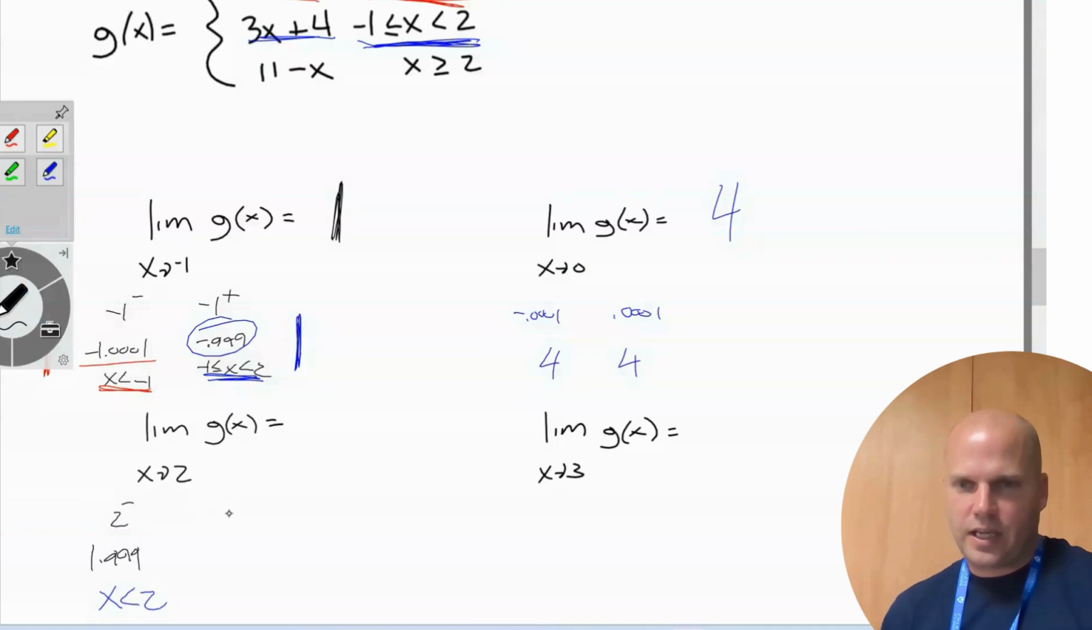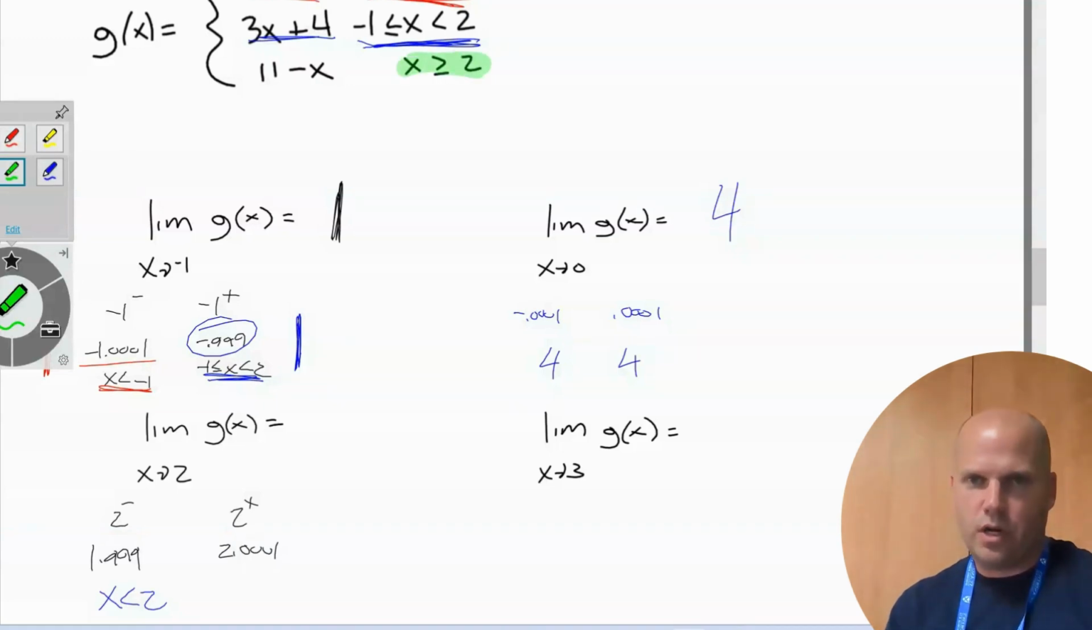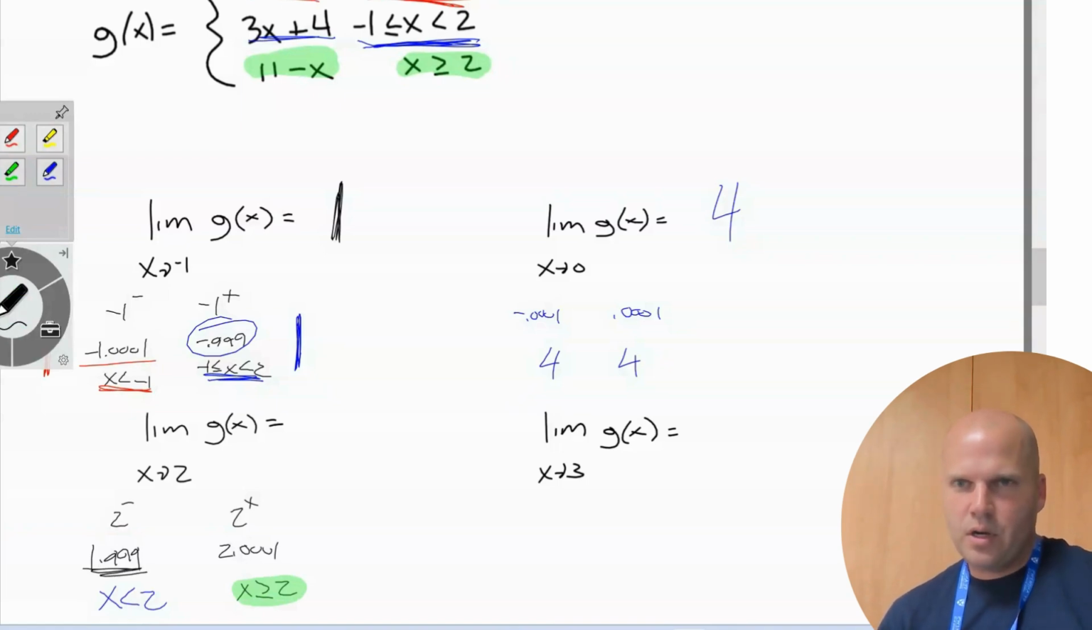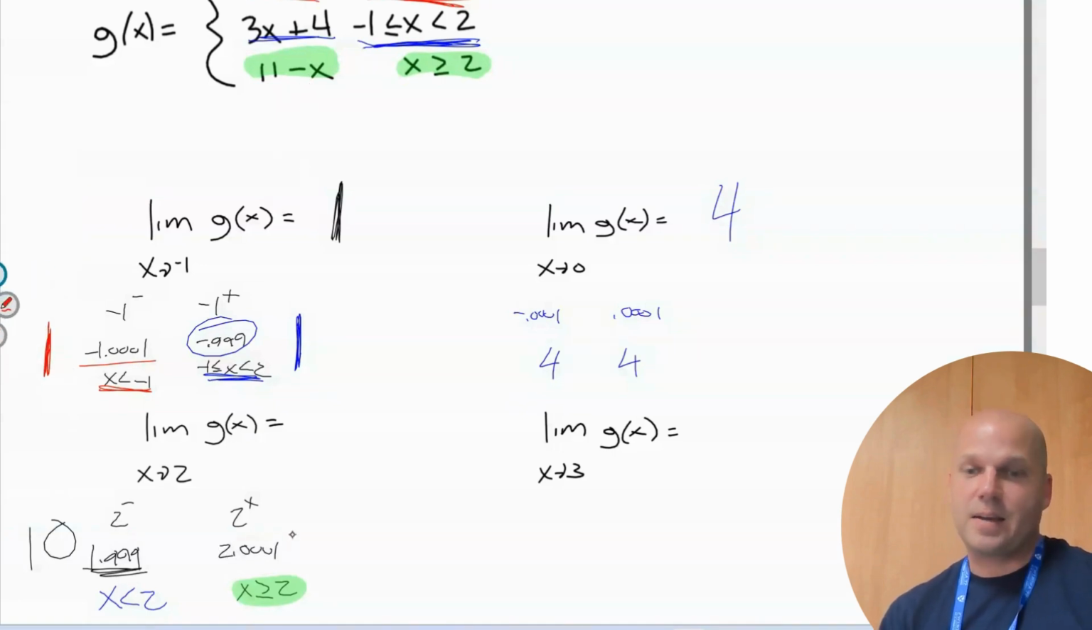Let's look at 2 from the right. That's like 2.001. That is a number greater than or equal to 2. I need another color. Why don't we just go with this green? So I will be plugging that into the piece where x is bigger than or equal to 2. If I plug this number into the blue guy, I would get something extremely close to 10. If I plug this number into the green guy, I'd get something extremely close to 9.